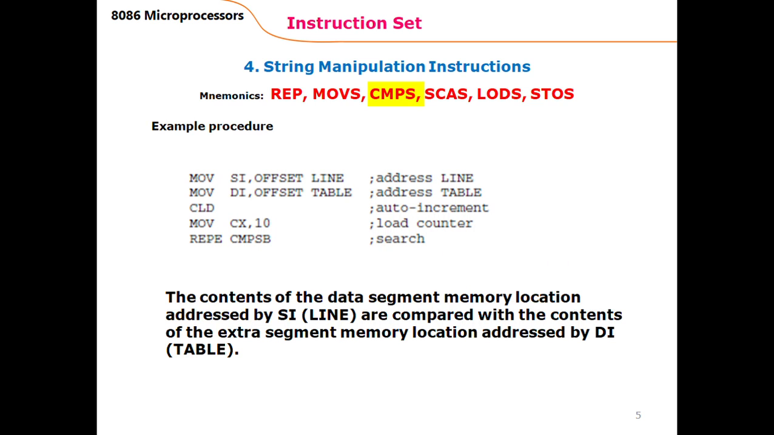There is a simple procedure that compares a string at line with a string table. So these line and table basically are pointing to the first address of string data. So the contents of the data segment memory location addressed by the source index, which actually is the line, is compared with the content of the extra segment memory location addressed by DI, which is actually the starting address of the table.